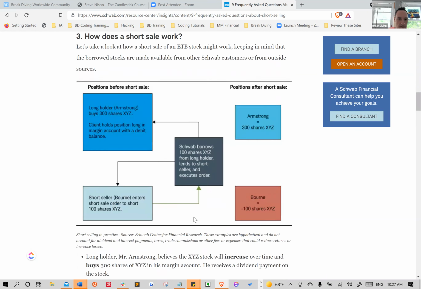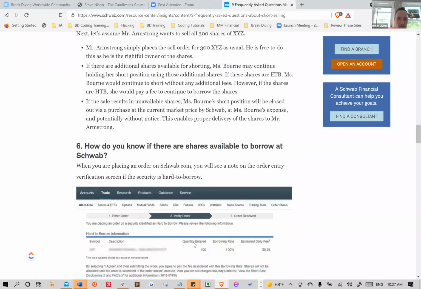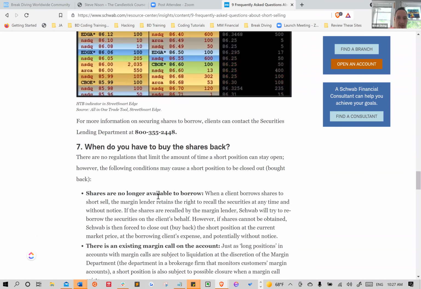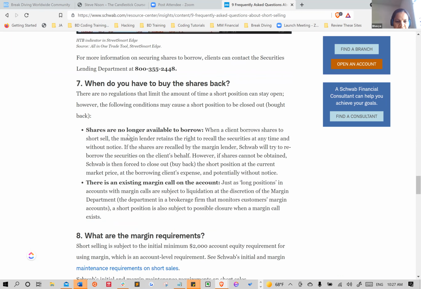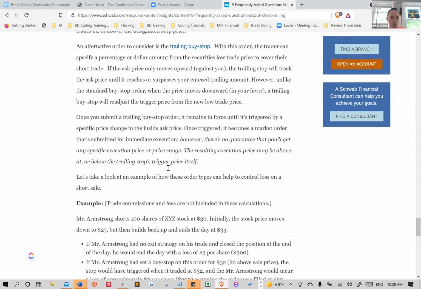How does a short sell work? We just want to find out. All right, so when do you have to buy the shares back? There are no regulations that limit the amount of time a short position can stay open. However, the following conditions may cause a short position to be closed out: shares are no longer available to borrow, the shares are recalled by the margin lender without notice, or there's an existing margin call in the account. What are the margin requirements? Okay, that's at Schwab, managing risk.